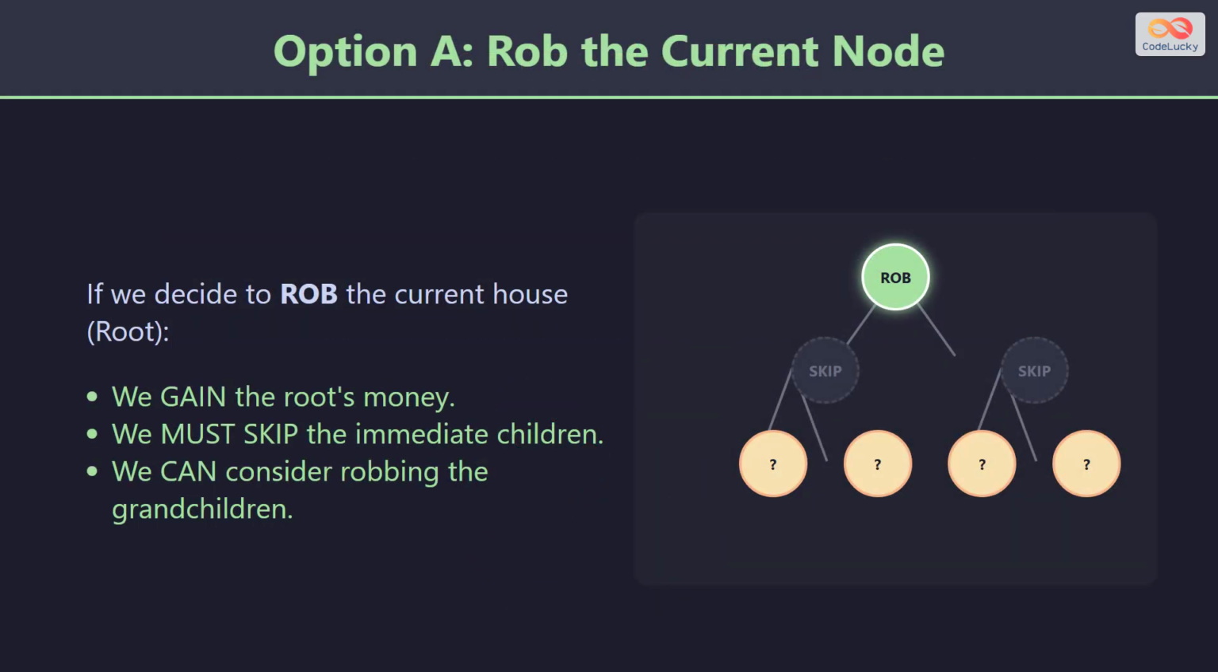So, for every house, we have two choices. The first choice is to rob the current house. If we do this, we gain its money, but we are forced to skip both of its immediate children to avoid triggering the alarm. However, we are then free to consider robbing the grandchildren.